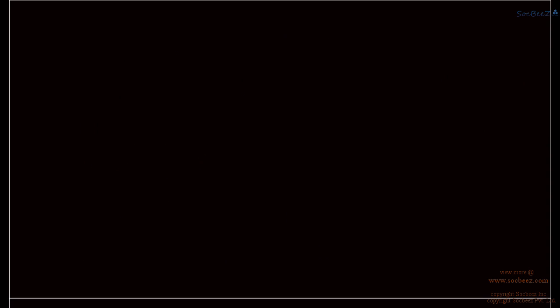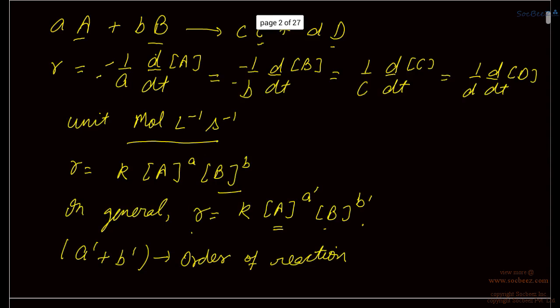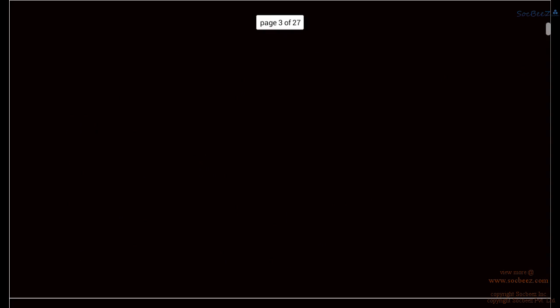Now, always remember that the order of reaction, that is A dash and B dash, cannot be found by looking at stoichiometric coefficients. It is entirely an experimental process. So, in this case, we assumed certain things to derive this particular expression. Now, let's see what assumptions we have taken.